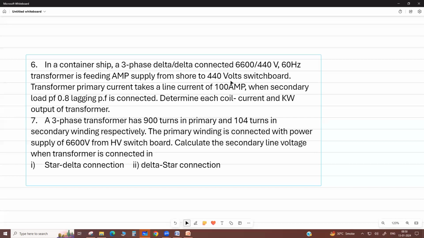Feeding heavy power on 440 volt. Primary line current is given. Then he asks, what is the secondary power factor is given. Then he asks to calculate the current in each coil. Each coil means phase current. And kilowatt output of the transformer. So on the secondary side you calculate the voltage and the current. Then kilowatt power is root 3 V2 I2 cos phi 2, three phases, divided by 1000 for kilowatt. Okay.